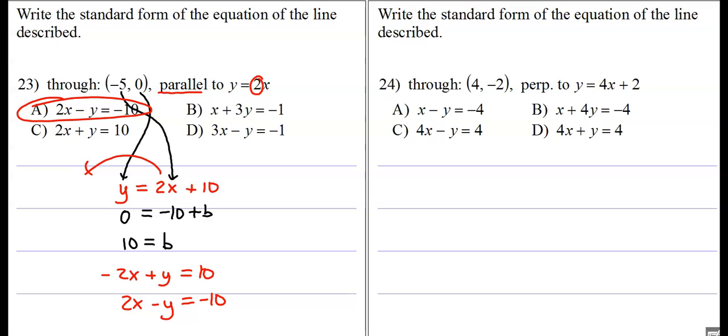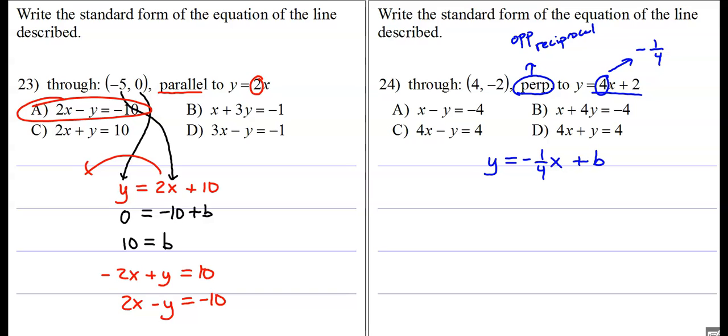24, same exact concept, except for now I need to be perpendicular to this line. And perpendicular, you remember your slope can't be the same. It's got to be the opposite reciprocal. This is probably the hardest question on the whole basic page here. So if his slope is 4, I need to be a reciprocal, and I need to change its sign. So I need a line with a slope of -1/4. So here's my start.